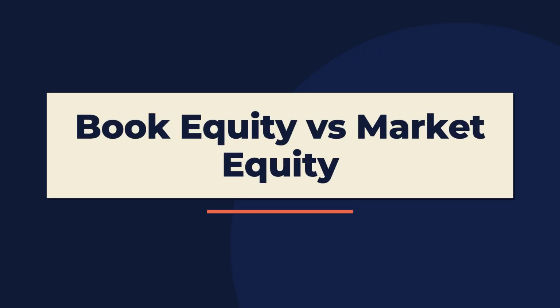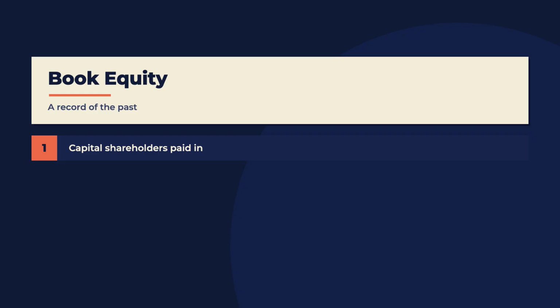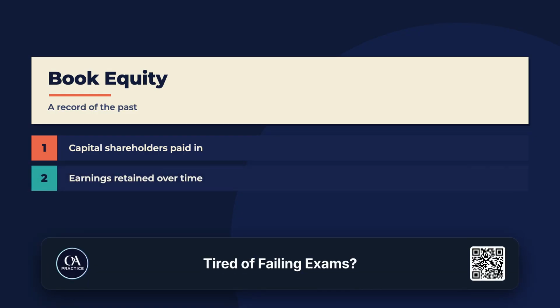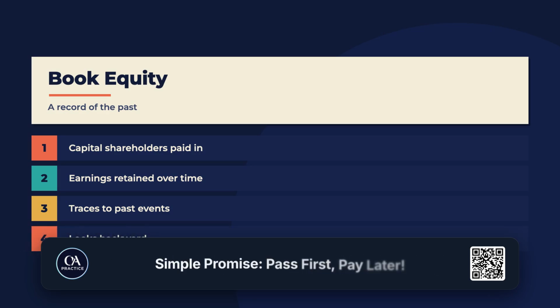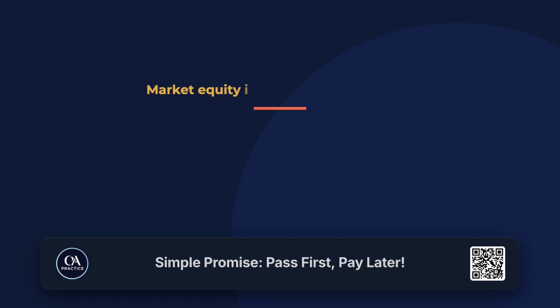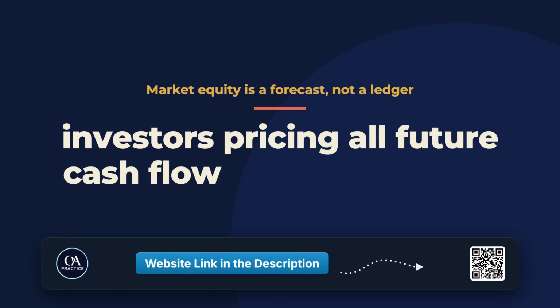Why do a firm's book equity and market equity so often differ, sometimes by a huge margin? The answer isn't an accounting error. It's that the two numbers are built to measure completely different things. Book equity is a record of contribution and retention. It sums the capital shareholders originally paid plus earnings the firm has kept, so it tallies what has already gone into the company. Market equity works differently.